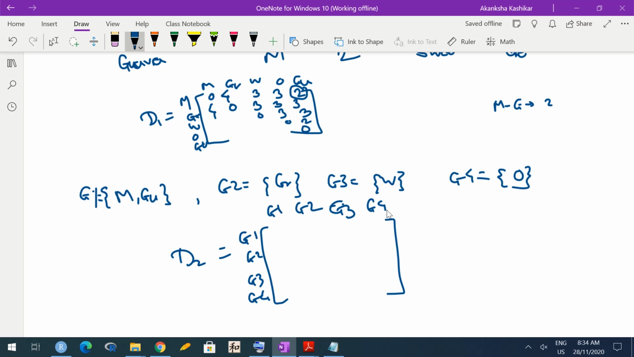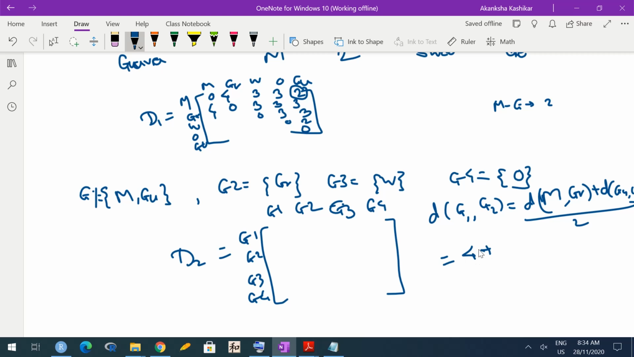So I have to compute the distance of the first group from each group. So G1, G2: the distance of mango guava from grapes would be the average of the distance between mango grape and guava grape. So mango and grape, the distance is 4. Guava and grape, the distance is 3. So average distance would be 3.5. So this is 3.5. Okay.